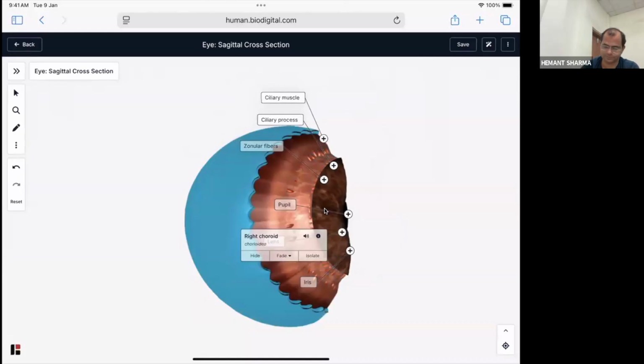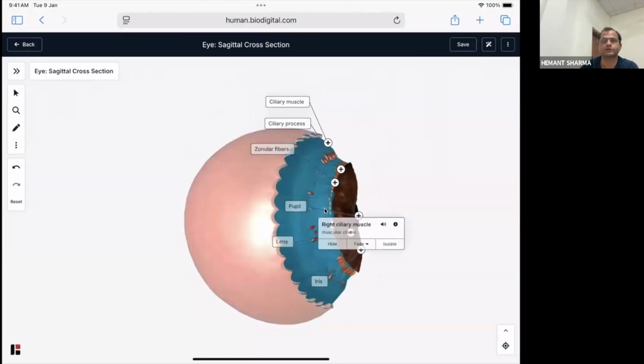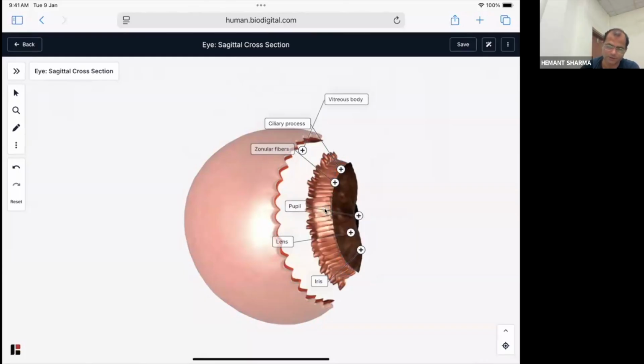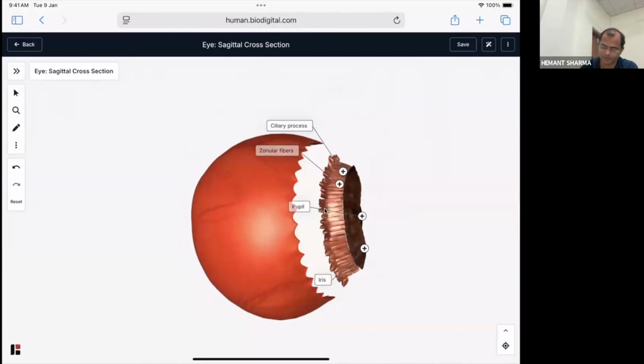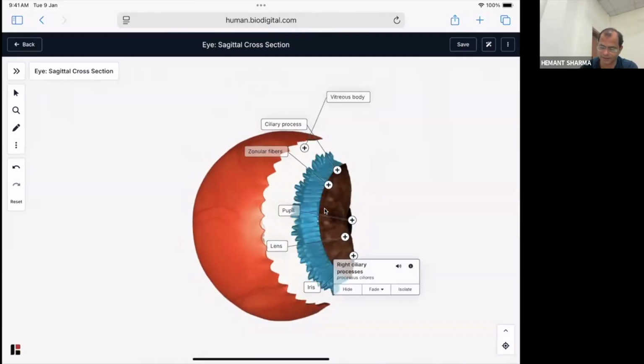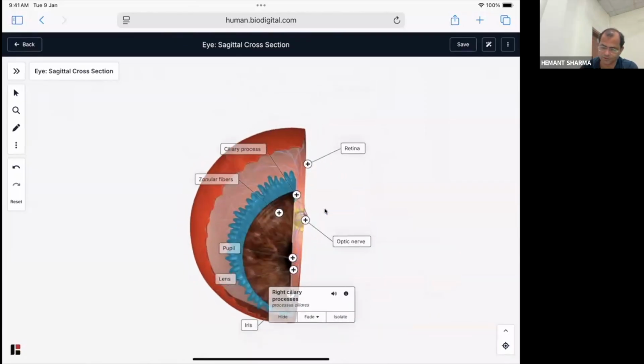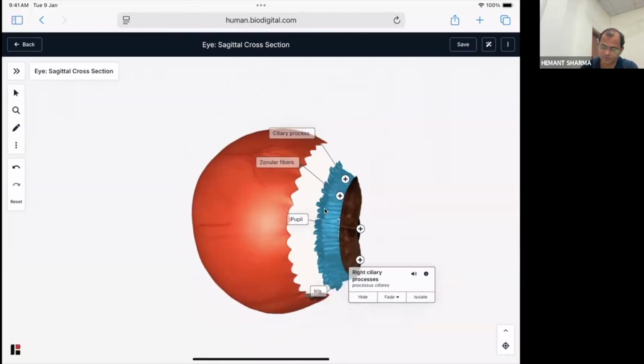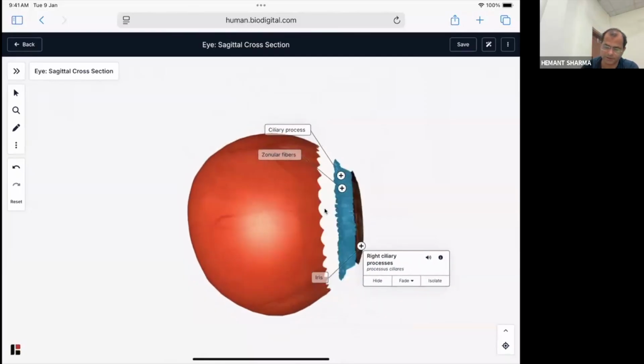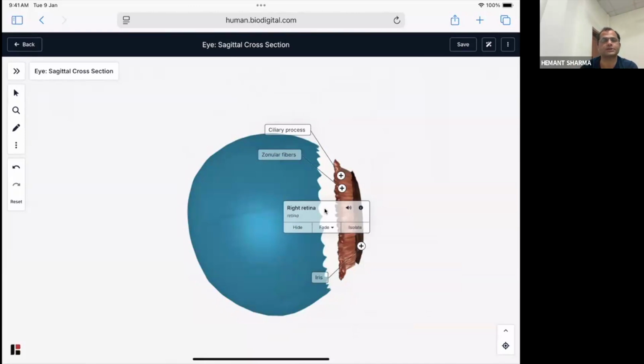So let's see this. So this is the choroid. This is the ciliary muscle. चलिए दोनों को निकाल देते हैं. I am removing the ciliary muscles. I am removing the choroid. अभी ciliary muscle को निकालने के बाद ये आ गया हमारा retina, the innermost part, that is retina. Okay.